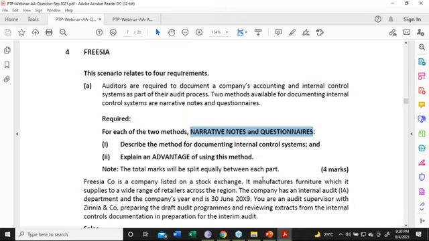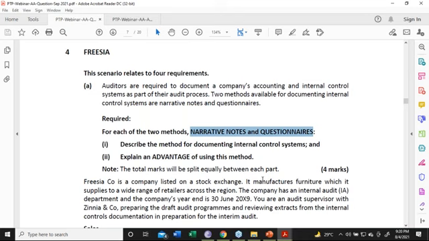The second methodology of documenting a client system is called flow chart, which is not available in the question. Flow charts are diagrammatic representations. The blocks, the diagrams, it's a diagrammatic representation, flow chart. The third method is called questionnaires. Questionnaires are of two types. Number one, internal control questionnaires, which is also called ICQs. And the second is called internal control evaluation questionnaires.